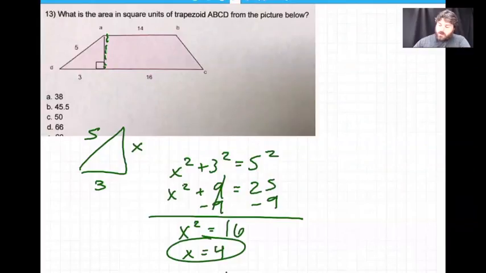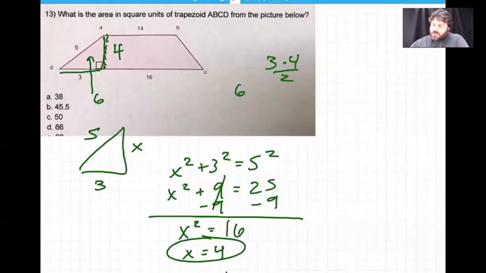Okay? So when I write this, I'm going to write the height is 4. So now I know the area of that triangle, right? Base is 3, height is 4. So base times height divided by 2, that's 12 over 2, that's 6. So the area of this triangle here is 6.